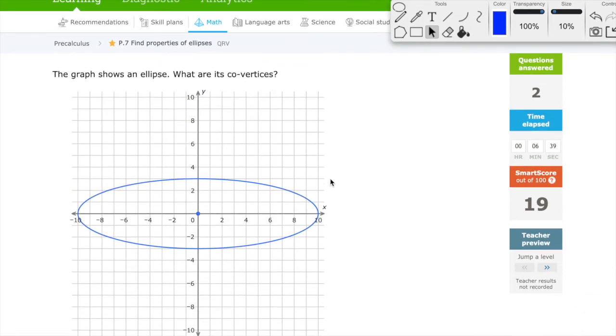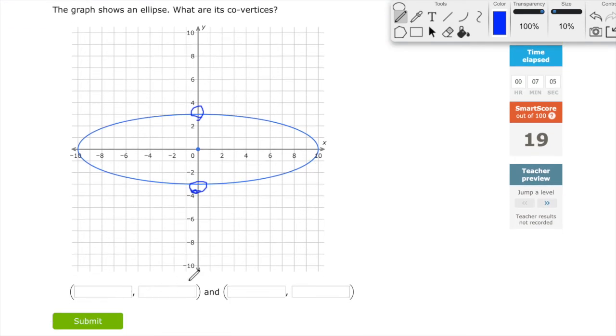Covertices, so this is something that we labeled previously on Desmos. Covertices are the smaller, like the squished in sides of the oval. So that's here, right there, and right there. So I would basically want to give those two coordinates. So this would be (0, 3) and (0, -3).